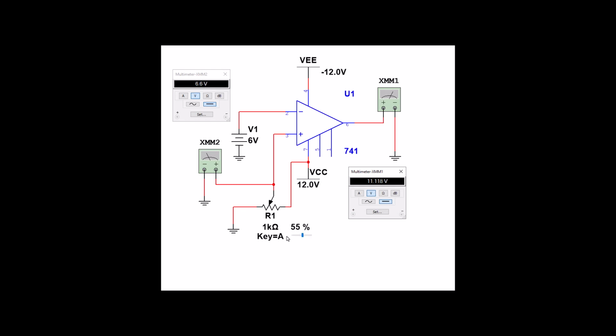Okay, let me go ahead and see if I can drive this lower than the 6 volts, and it should go to the negative rail, which it does. So 6 volts is greater than 5.4 into the minus, so we're going to drive it to the minus rail.